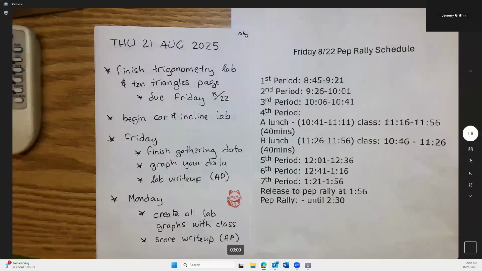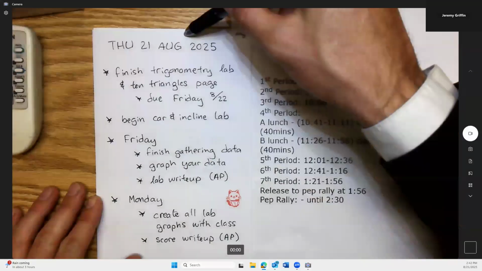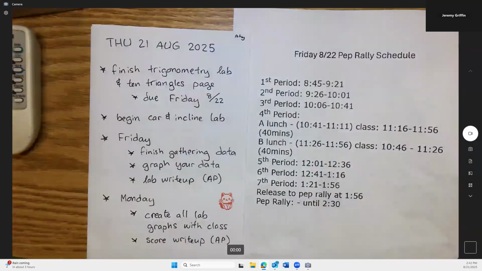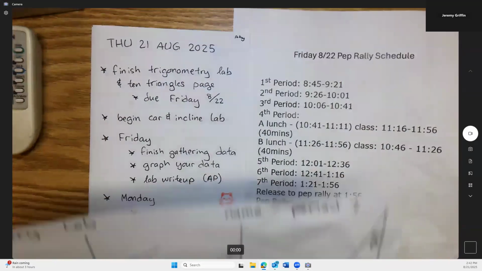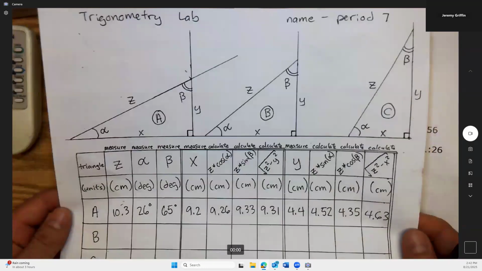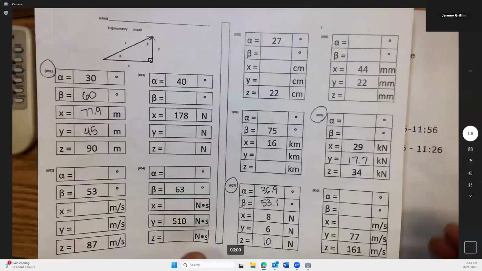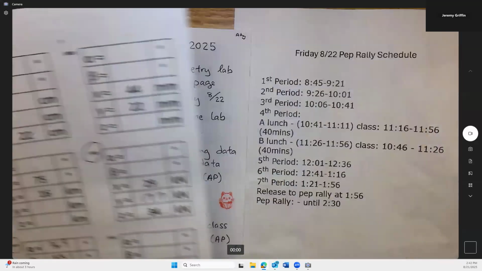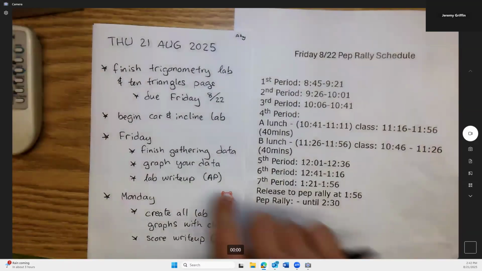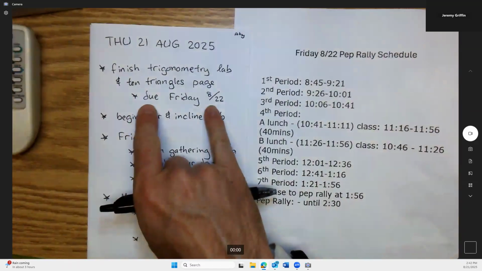Recording is rolling. It is Thursday, August 21st. So I know yesterday and the past few days you've been looking at this. You guys remember this trigonometry lab, and on the back side are these 10 right triangles. So I'm going to treat this as two separate assignments. Some of you are ready to turn this in. If you're not, then have this ready by tomorrow.